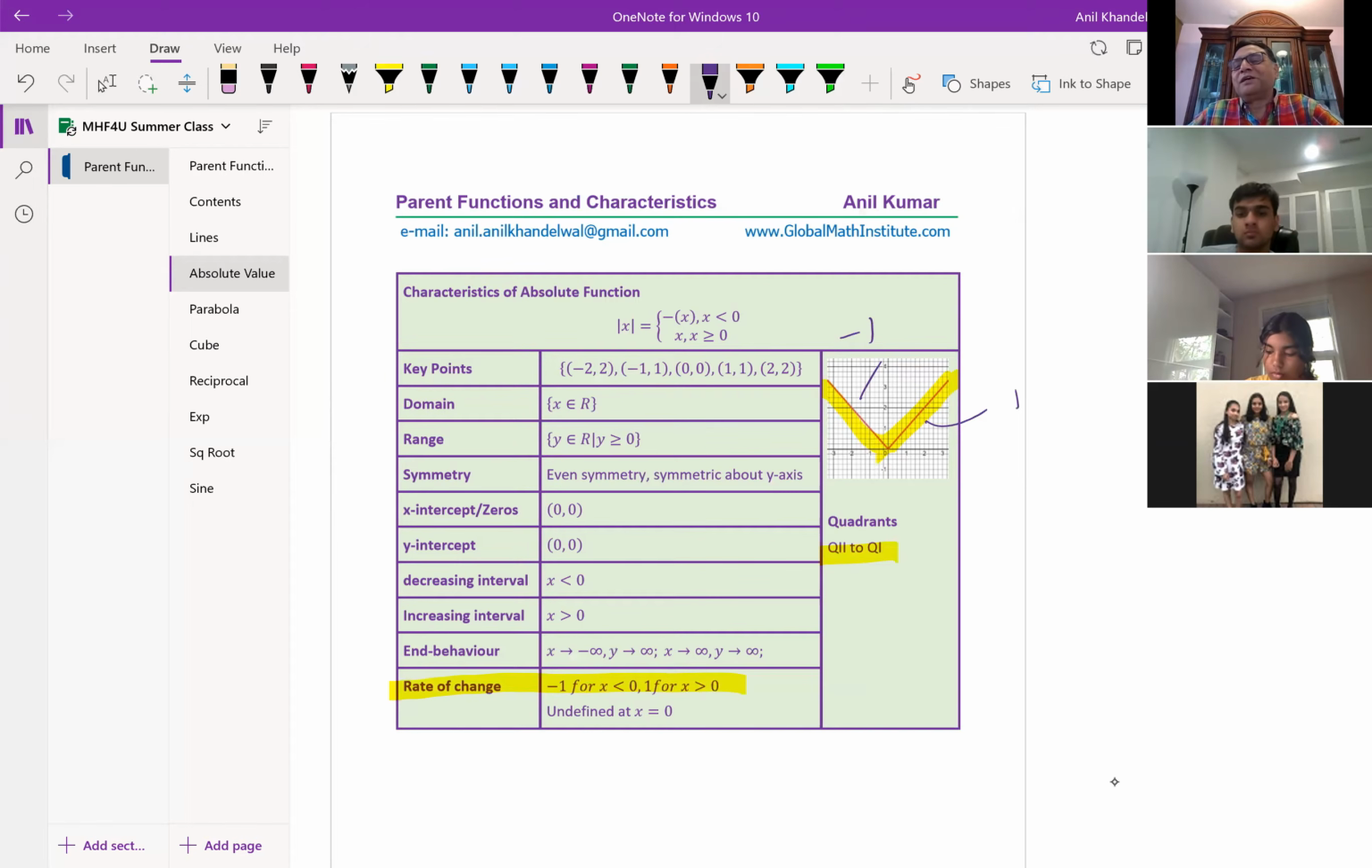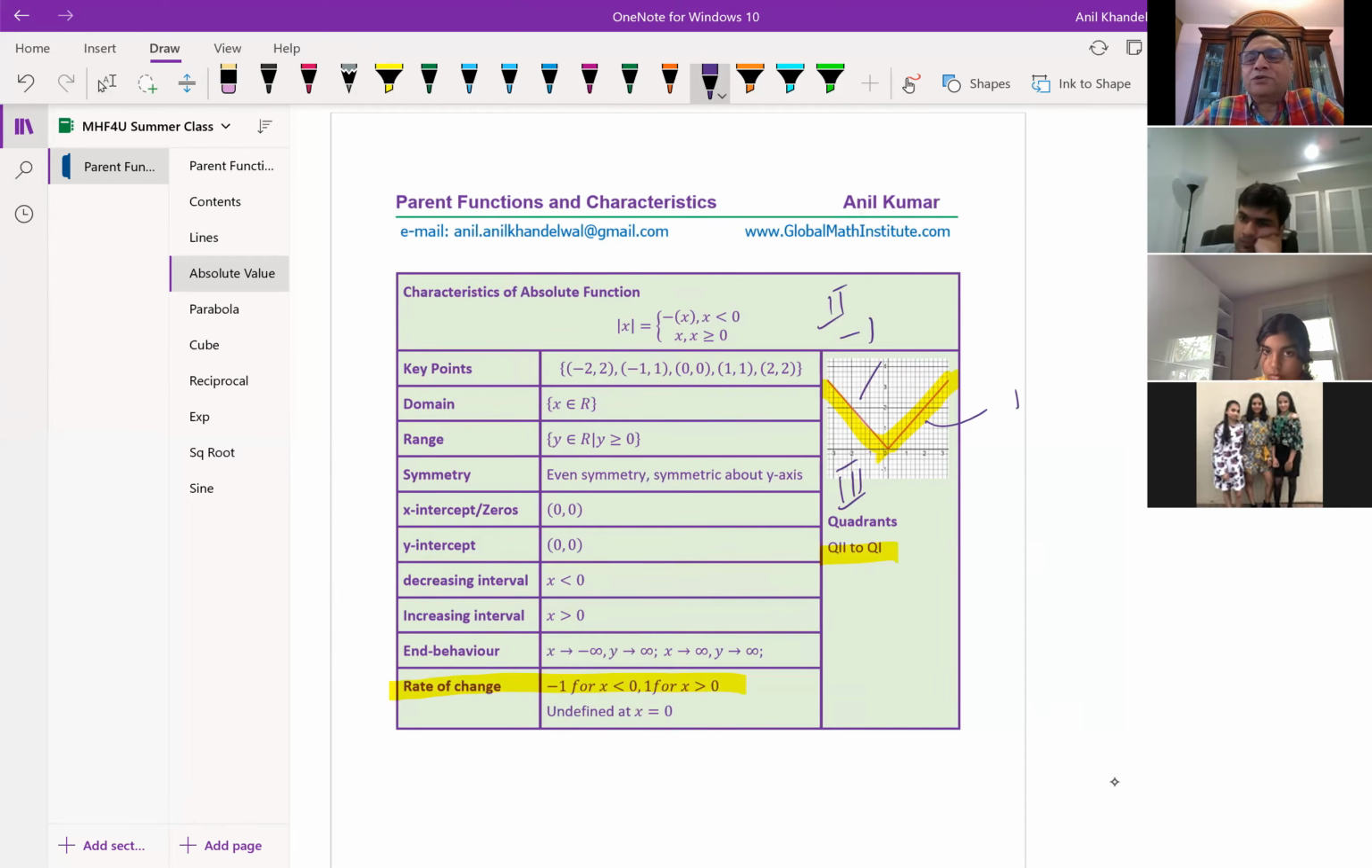And of course, there are many other differences. One being that this is always positive, correct? That one goes from quadrant 3 to quadrant 1. This goes from quadrant 2 to quadrant 1. It is always non-negative, correct?